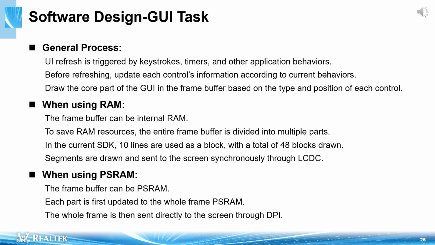When using internal RAM as the frame buffer, we divide it into multiple small blocks to conserve resources. In the current SDK, each block contains 10 pixel rows, totaling 48 blocks. Each block is synchronously sent to the screen via the LCD controller immediately after rendering. For systems with PS RAM, the entire frame buffer can be stored in PS RAM to leverage its larger capacity. All controls are first updated to the full frame in PS RAM, then transmitted to the screen at once through the DPI, display pixel interface. This approach simplifies implementation, delivers higher refresh efficiency, and is our recommended solution.